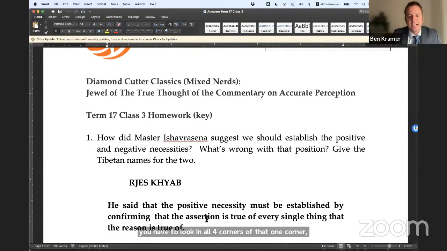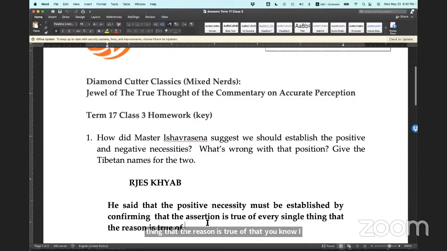Hey, did I do this backwards, by the way? Should I have said this? He said that the positive necessity must be established by confirming that the assertion, that they are made, is true of every single thing that the reason is true of. I think that's it. Yeah, that's what you said. Okay, good. I'm standing by it.